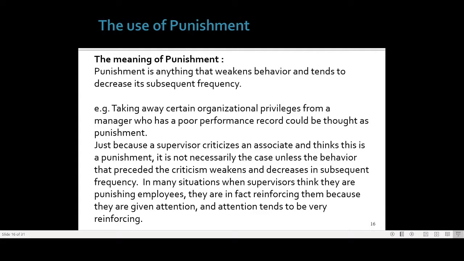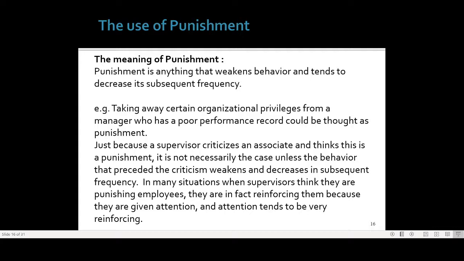As I told you, the meaning of punishment is different from negative reinforcement, and the meaning of rewards is different from positive reinforcement. Punishment is anything that weakens the behavior and tends to decrease its subsequent frequency. For example, taking away certain organizational privileges from a manager who has a poor performance record could be thought of as a punishment. So taking off the privileges is a punishment.